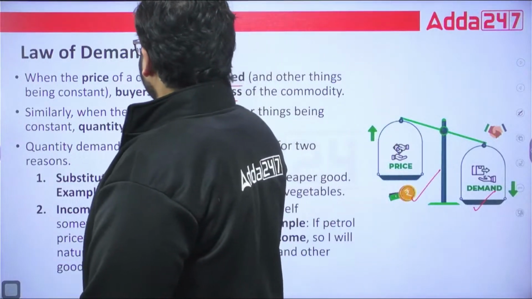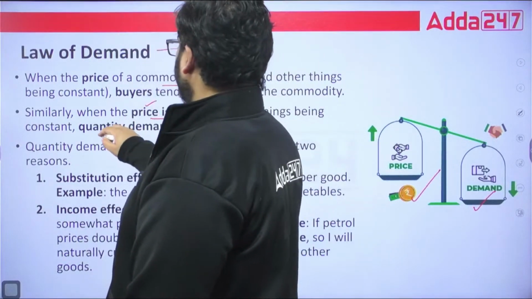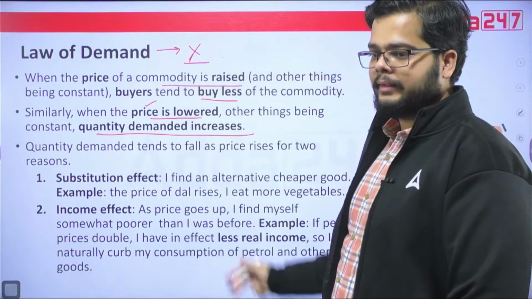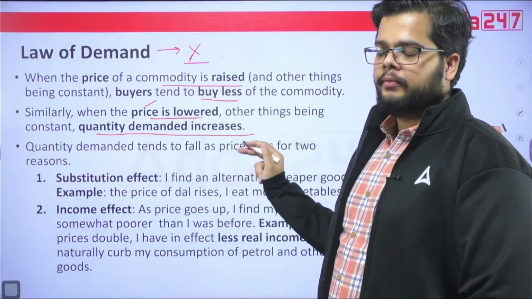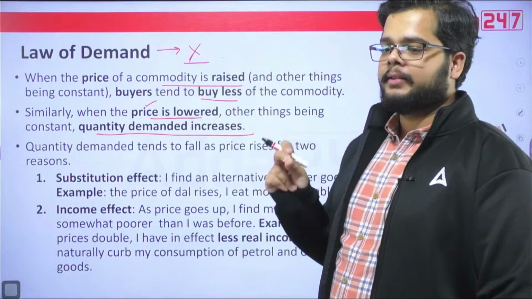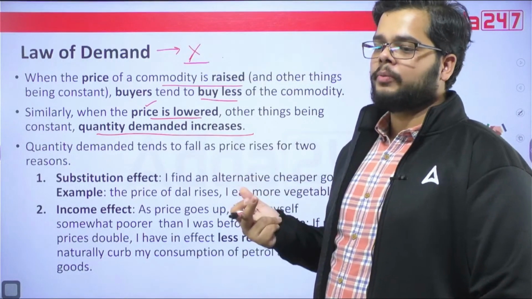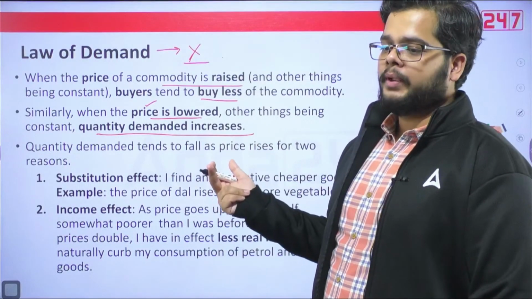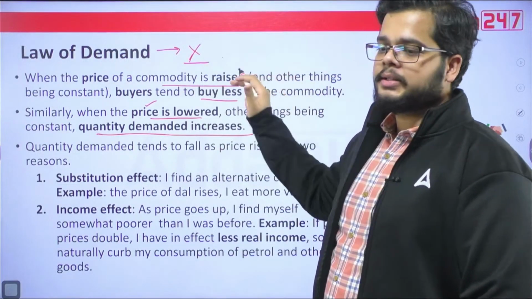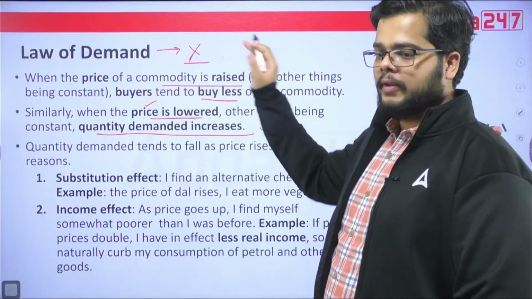Similarly, when the price is lowered, other things being constant, the quantity demanded increases. Fine, prices are low, so people will demand more. Let's suppose at rupees 10, this particular commodity is more valuable to me than at rupees 50, obviously. So there is a certain relationship between price and quantity when we talk about demand.